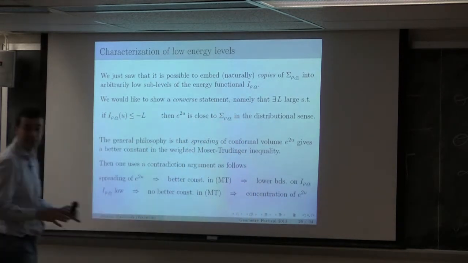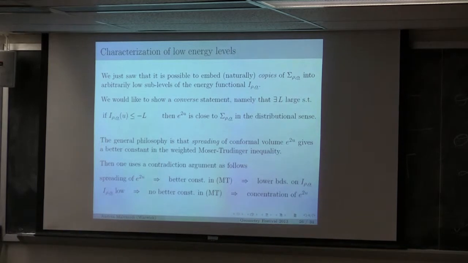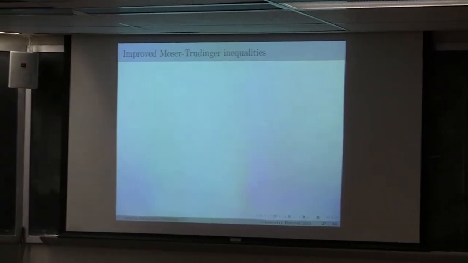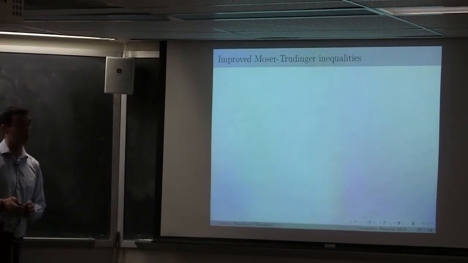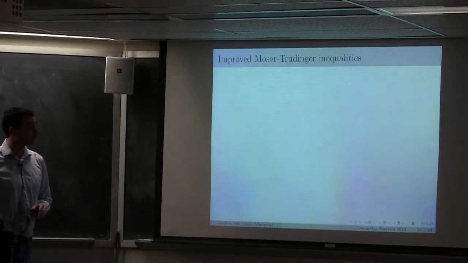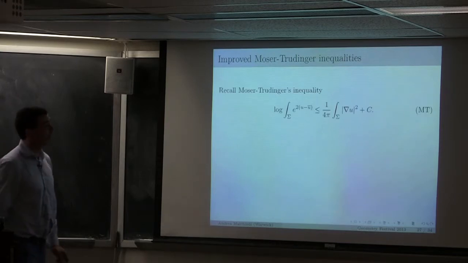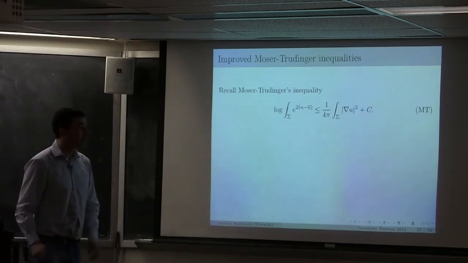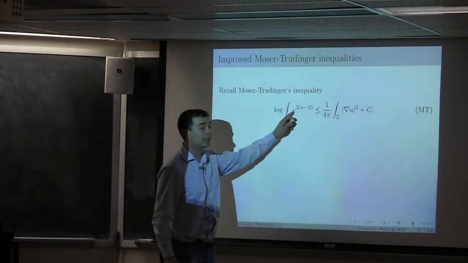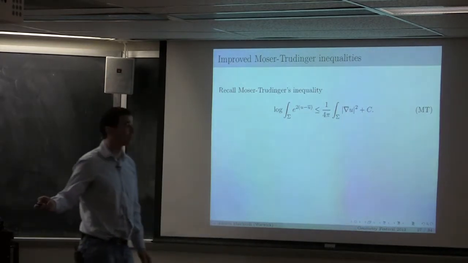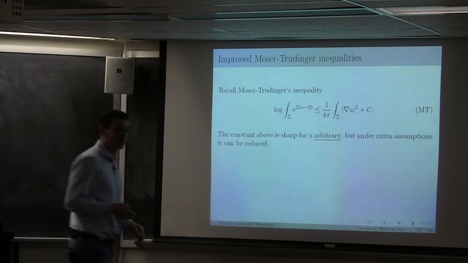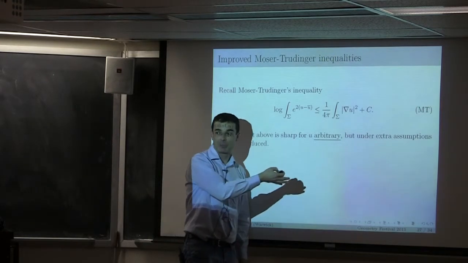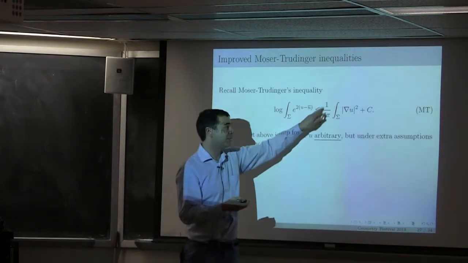Okay, so I would like to give an idea of how this works more precisely. And this is done using some improved Moser-Trudinger inequalities. This is the Moser-Trudinger inequality in the classical case, so when there is no weight, and the constant you get is 1 over 4 pi. This holds for u arbitrary, but the idea is that if u satisfies some extra assumptions, then you can maybe get a better value here.